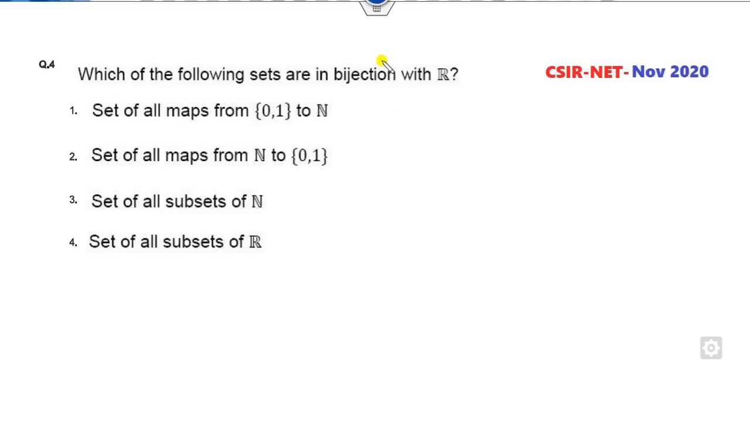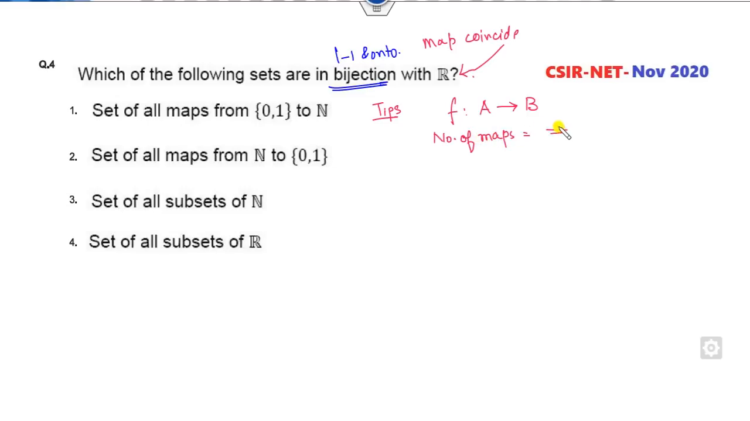Okay, which of the following sets is bijective? Bijective means one-one and onto. So what is the meaning of that? We will check about that. Whose mapping coincides with R. Fine. So what is the tip for you? Whenever you have a mapping from A to B, then how many maps will there be? Cardinality of B raised to power cardinality of A.